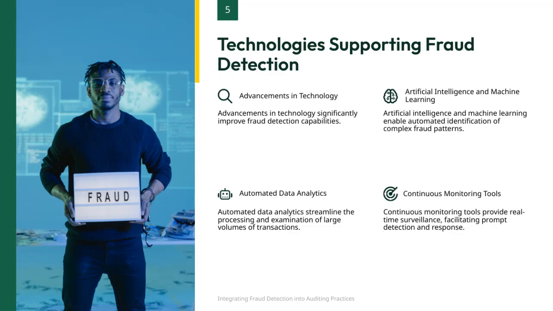Technology has dramatically enhanced our ability to detect fraud more effectively. One of the biggest breakthroughs comes from artificial intelligence and machine learning, which allows systems to automatically recognize complex and subtle fraud patterns that might be missed by traditional methods. Automated data analytics further support this by efficiently processing vast amounts of transaction data, making it easier to spot irregularities quickly. Additionally, continuous monitoring tools offer real-time surveillance, which means suspicious activities can be identified and addressed almost immediately, minimizing potential damage. These technologies combined create a powerful defense against fraud.